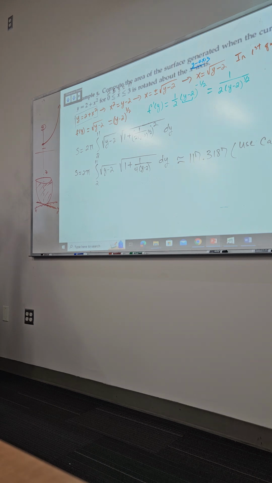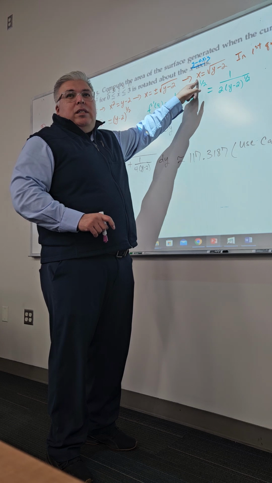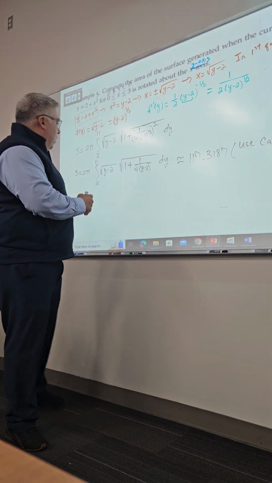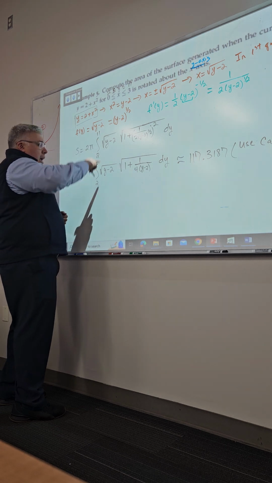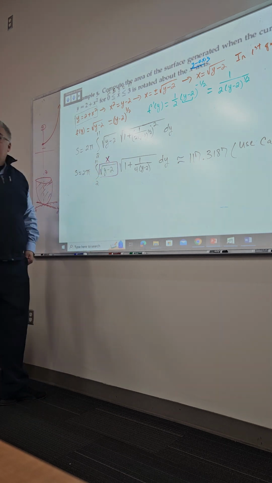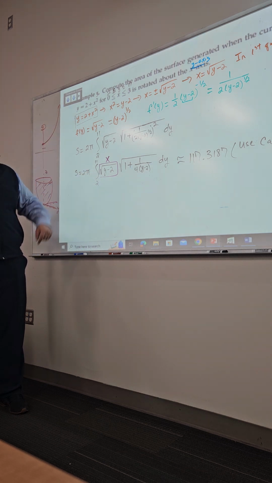Now, we're still rotating about the y-axis when I do this, okay? But what's interesting is, you know how we solved for x here? What are we saying x is equal to? We're saying x is equal to that. So what you could have done is leave it in terms of x, even though we're rotating about the y-axis. Because I know that radical y minus 2 is x.